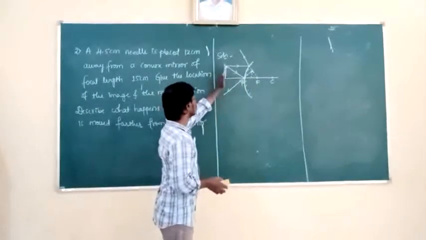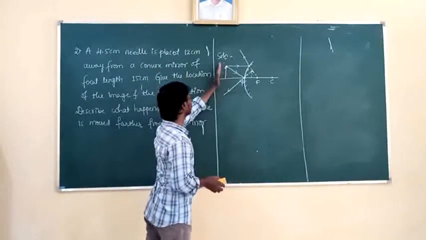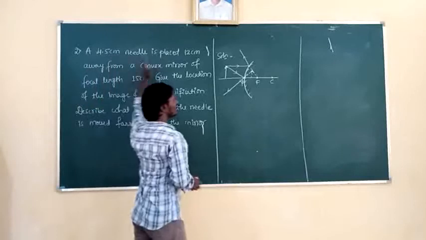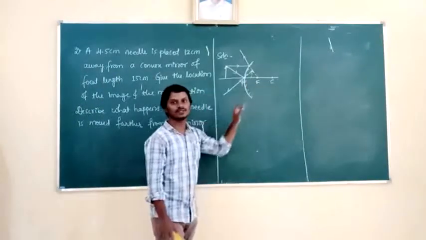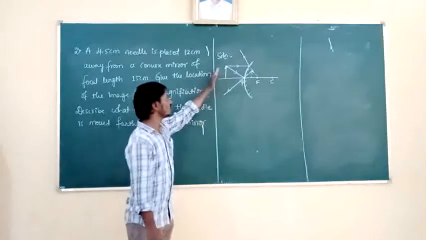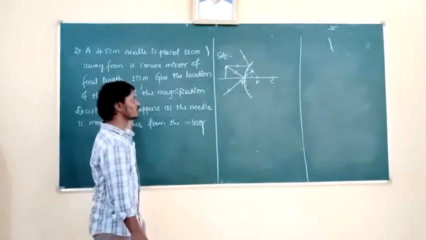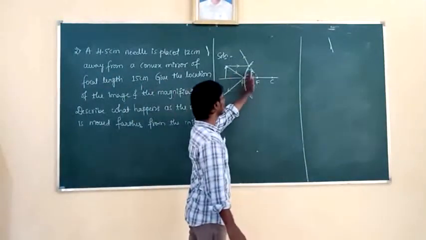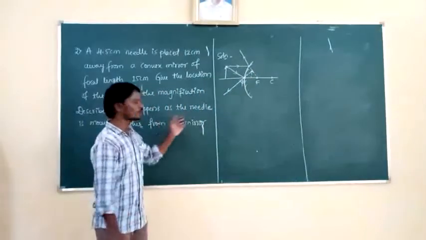If the needle is moved further from the mirror, I will take this needle to infinity. Where will its image be formed? Its image will be formed at F. So its image will be formed at F when I take this needle to infinity. Means the needle is moved further from the mirror, its image also moves away from the mirror. Okay. So this is the answer for the last sub question here.